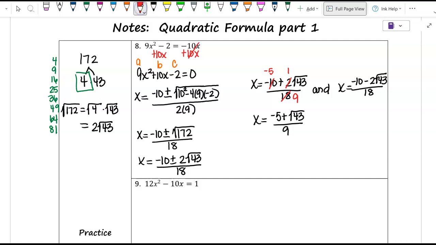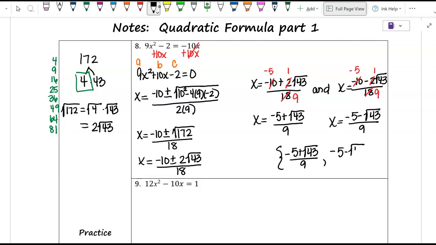And then the same thing on the next one. Negative 10 becomes negative 5. 2 becomes 1. 18 becomes 9. And I have x equals negative 5 minus radical 43 divided by 9. So that's my solution set. Negative 5 plus radical 43 divided by 9, and negative 5 minus radical 43 divided by 9.